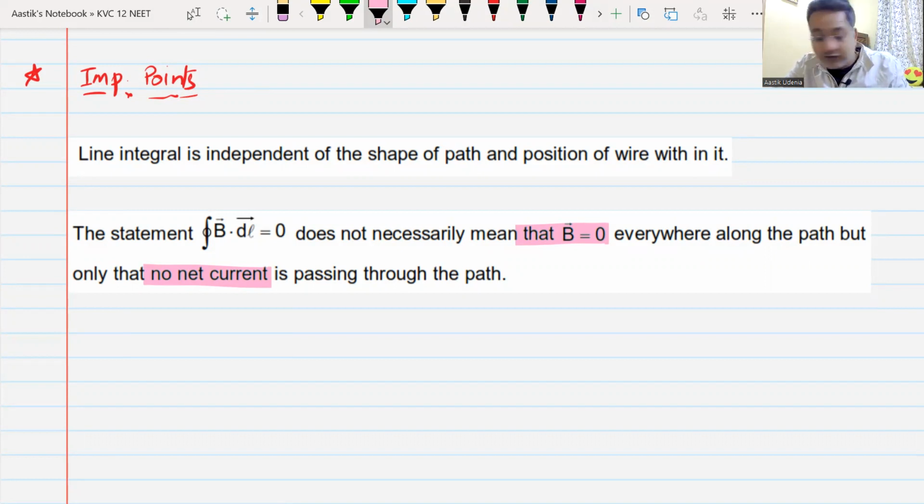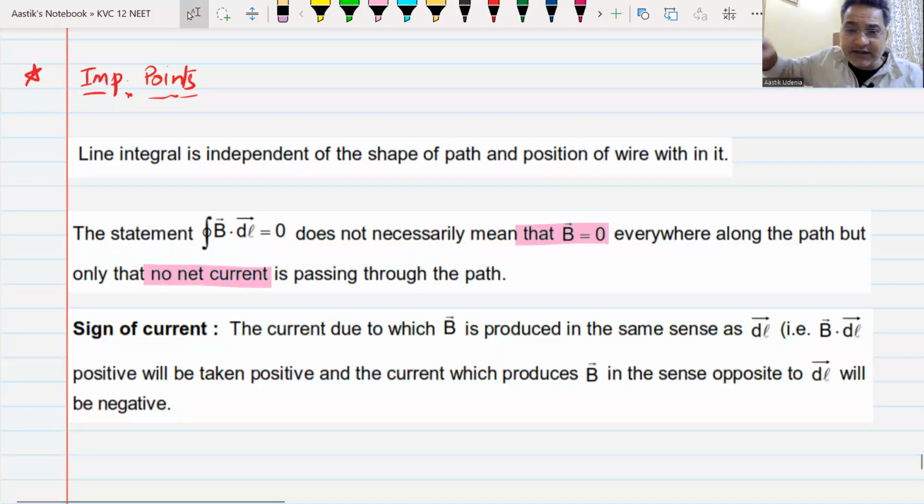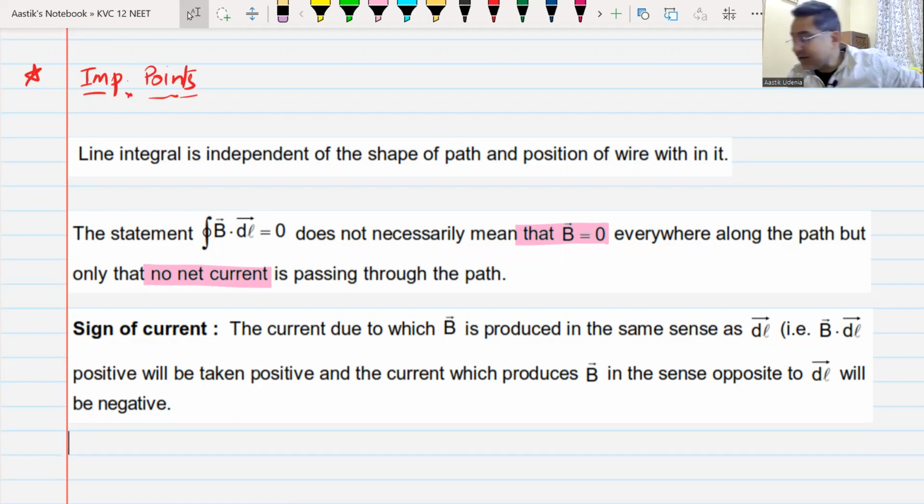Then the direction of current, I have already told you. The direction of current depends on the direction of loop. In whatever direction you are moving, you turn your fingers. This is how it is written. The current due to B is produced in the same sense as dl. Direction will be taken as positive depending on the sense of rotation. Do we understand this? Yes or no? Yes, sir. I'll give you a minute to note it down. Then we can move on and see what are the applications of this Ampere circuital law.